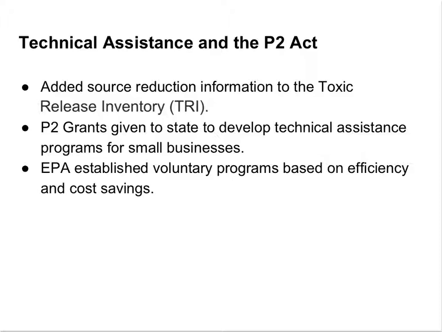First, it added source reduction information to the Toxic Release Inventory, which allowed companies to share their source reduction successes with each other. The P2 Act also provided grants to states to develop technical assistance programs for small businesses. And in addition, EPA established a voluntary set of programs based on efficiency and cost savings.